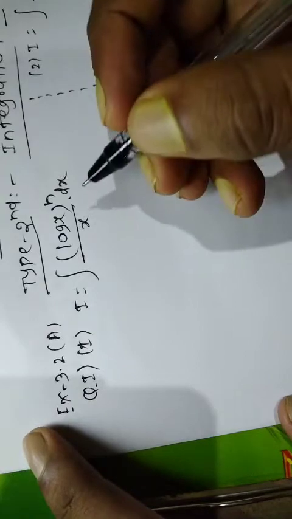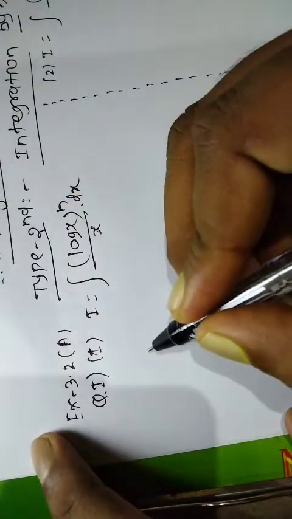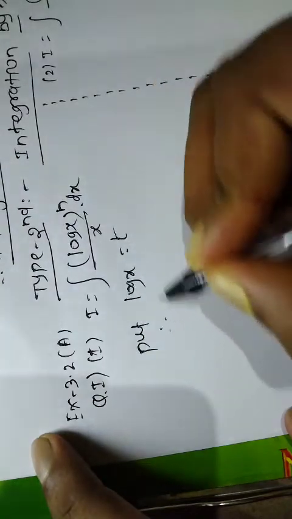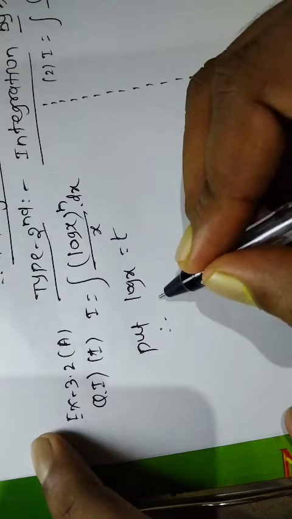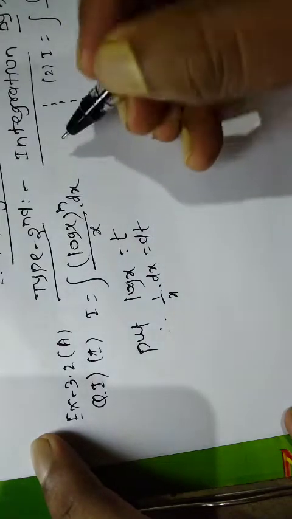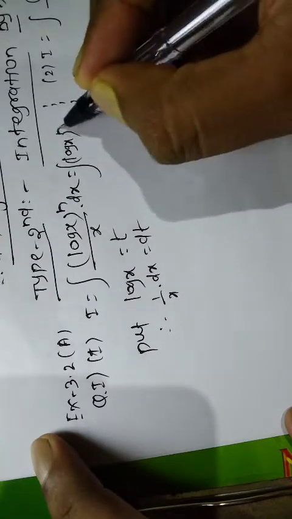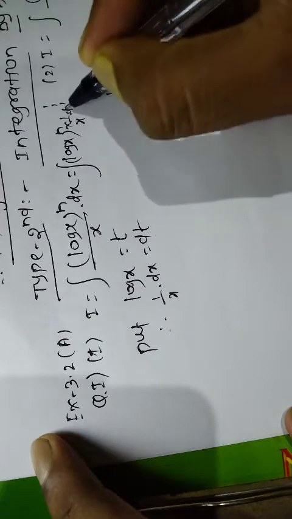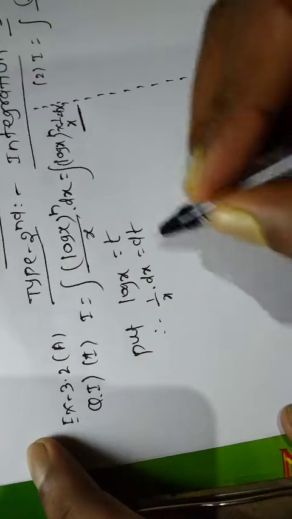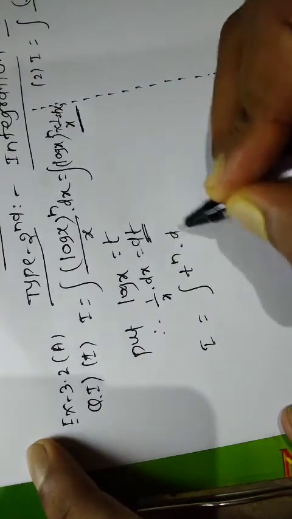Let us start this question. When we apply the substitution method, whenever we have a complicated part, we substitute. Therefore we put log x is equal to t. Now you should know what the derivative of log x is. So this is going to be 1 by x dx is equal to dt. Now see, you can write this question as (log x) raised to n into 1 by x dx. In place of 1 by x dx, you can write dt, right? So the question becomes t raised to n into dt.